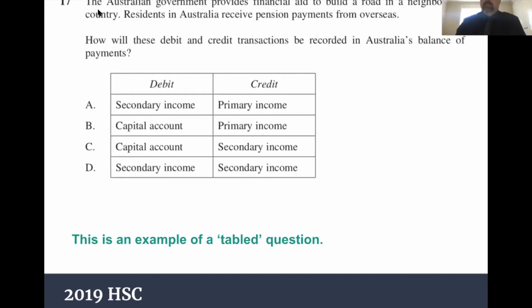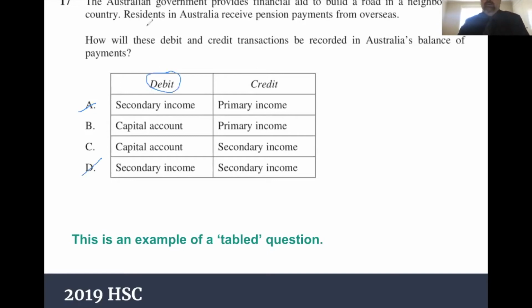The Australian government provides the financial aid. That means that's money going out of Australia. Okay, so they're giving money. So money going out is a debit. All right, so we'll have a look at the debit account. Is it secondary income or is it a capital account? So you should know that financial aid is a capital account item. Okay, so therefore, in this particular question, we can knock out A because it's not secondary income, and we can knock out D. So that's just for the debit side of the question.